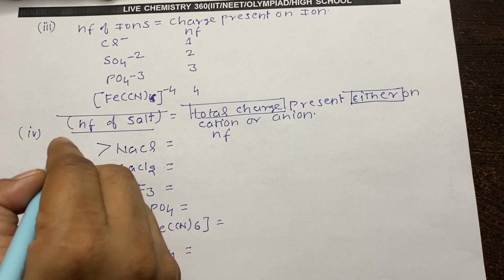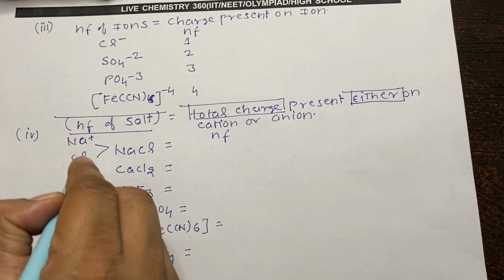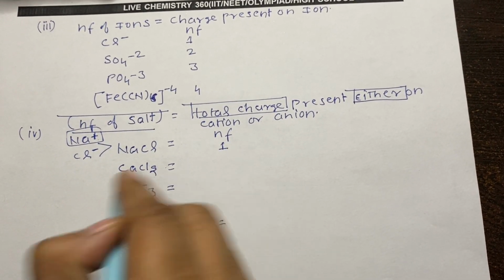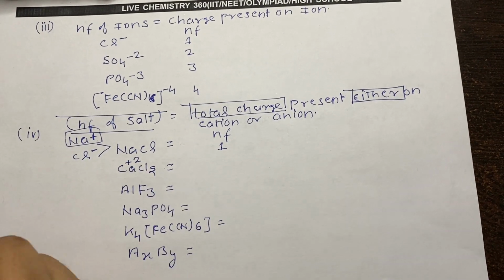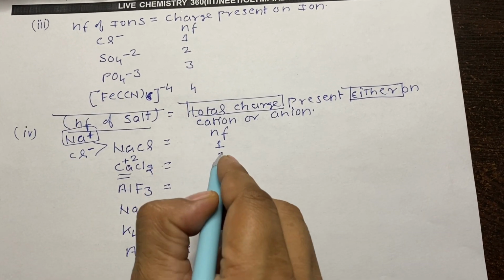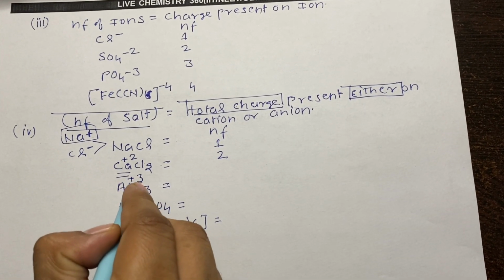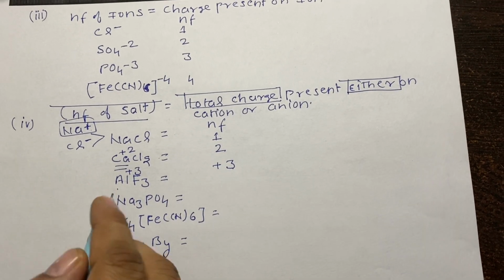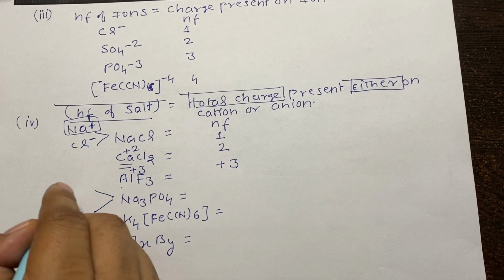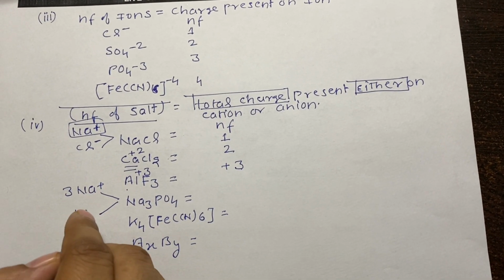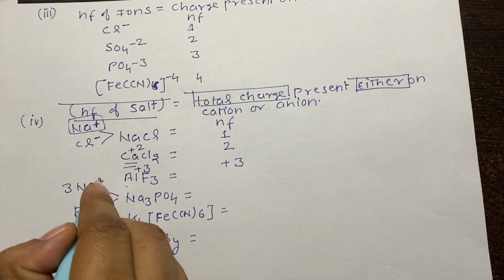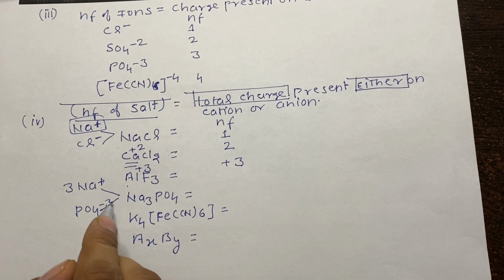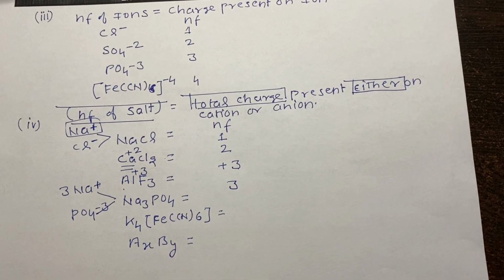So NaCl will produce Na plus and Cl minus. So definitely the total charge present either on cation or anion will be 1. So the n factor of this will be 1. In the case of CaCl2, Ca plus 2, so the total charge present on cation will be 2. So n factor is 2. In case of AlF3, the total charge present on aluminum is plus 3. So the n factor is 3. Now in case of Na3PO4, which will produce 3Na plus and PO4 minus 3, the total charge present on cation will be 3 or on anion will be 3. So the n factor will be 3.